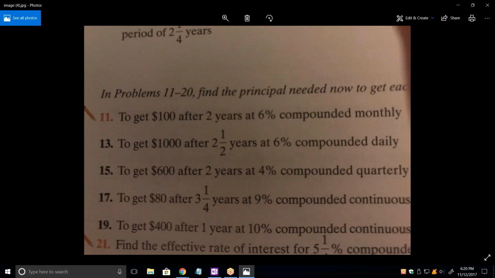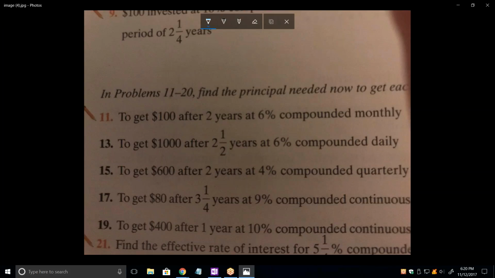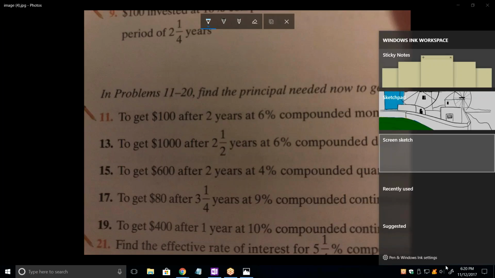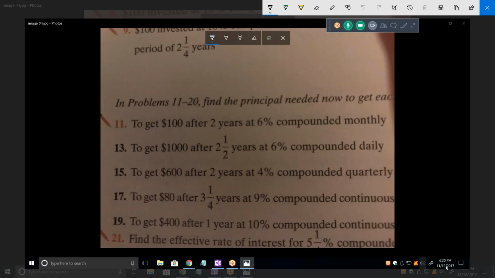Okay, good. We have to use logs to solve these. So, the best way to start all of these out is with the general formula and then fill in what you know and solve it. So, let's do number 1. You're trying to get $100 after 2 years at 6% compounded monthly. We got monthly, daily, quarterly, continuous. So let's do the monthly one up here.